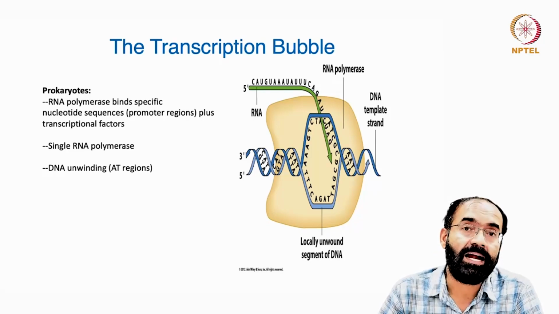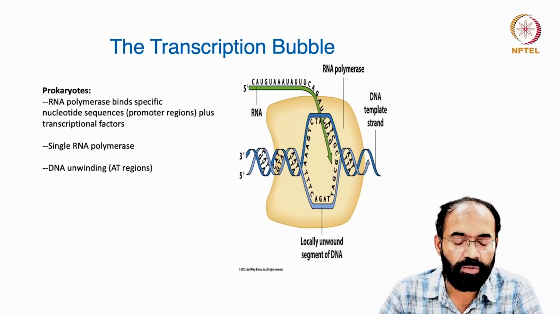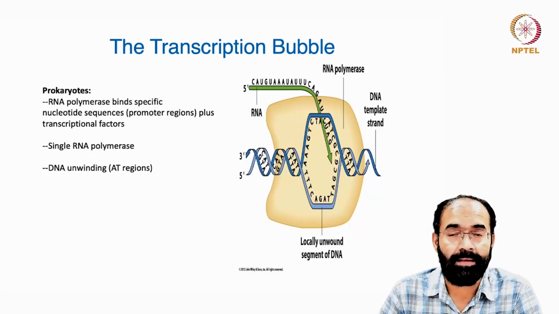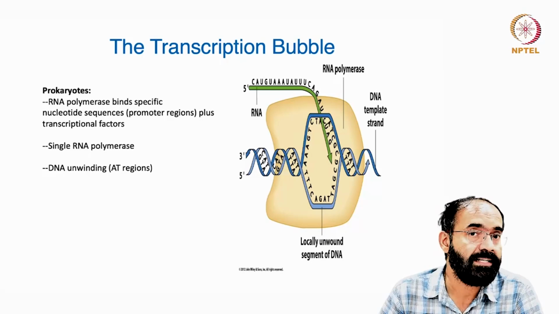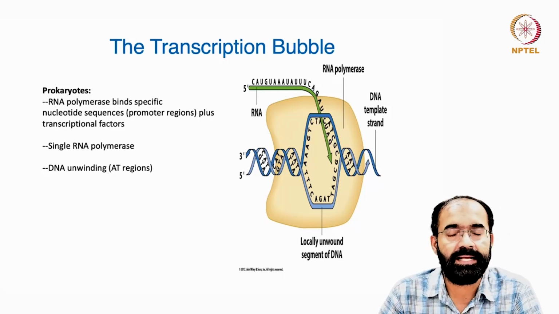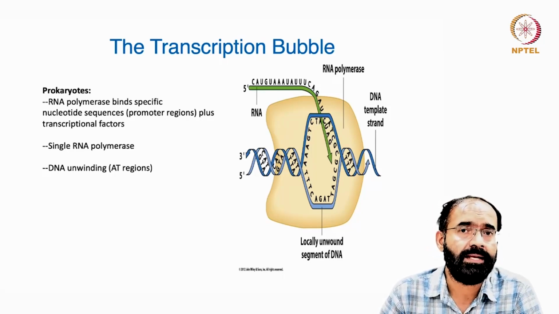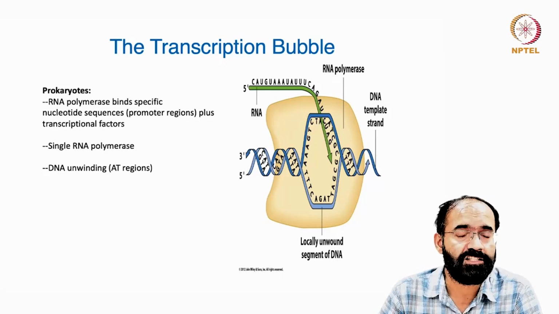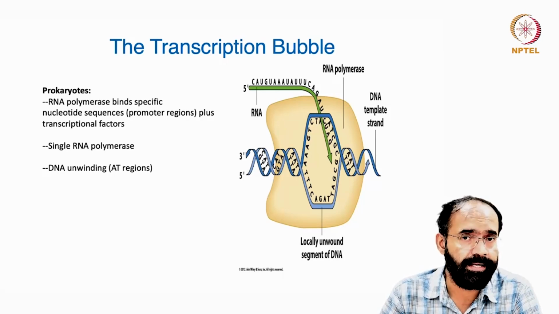And DNA unwinding has to take place, and usually they are AT rich regions. AT means what? Adenine and thymine. We know adenine is pairing with thymine, and if thymine is present adjacent, then it will pair with adenine. So basically it is AT or sometimes AAT or ATT, like that. AT region doesn't really mean that it has to repeat like AT, not like that.